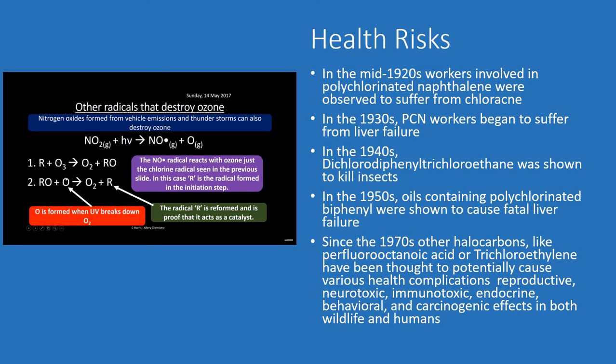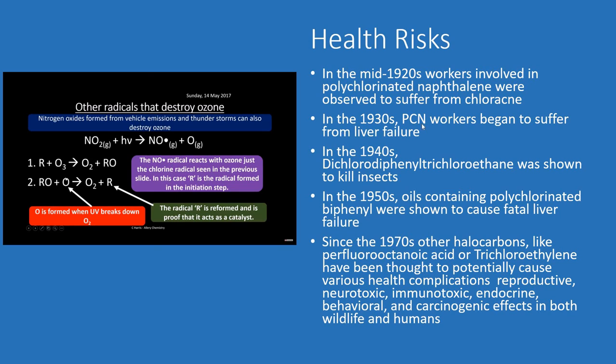Now in the propagation steps, the NO free radical reacts with ozone, and you get an NO2 free radical plus oxygen. Then this NO2 free radical will react with oxygen, and that will form NO free radical plus O2, and the oxygen is formed when the UV breaks down the O2 in this case.